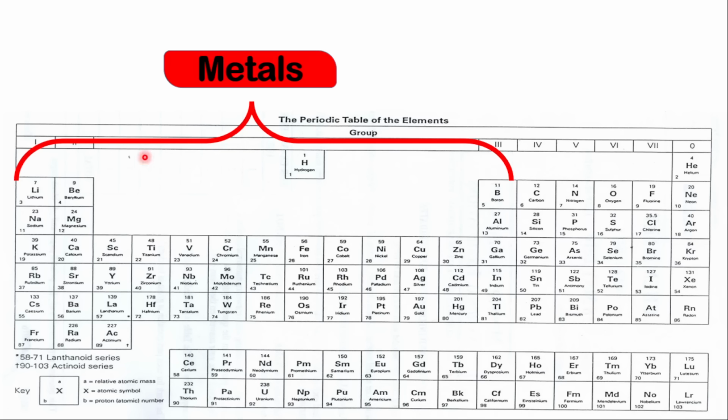The indentation right here, those are called the transition metals. Non-metals normally form from groups 5, 6, and 7. Again, some of the group 4 are also non-metals as well. Some are called metalloids, which show properties or characteristics of both metals and non-metals.